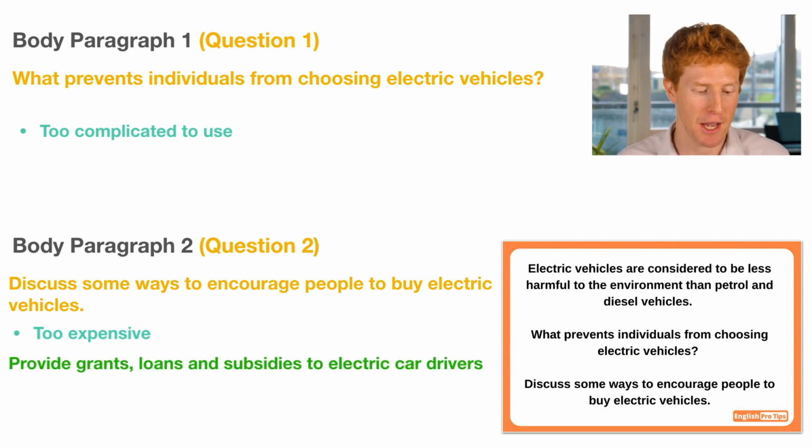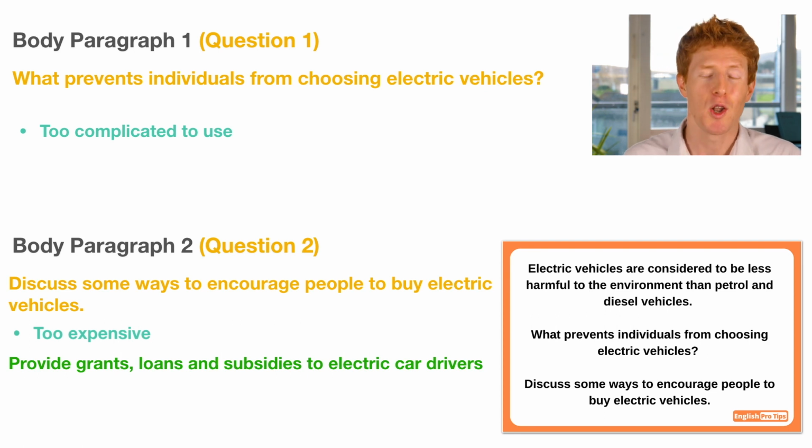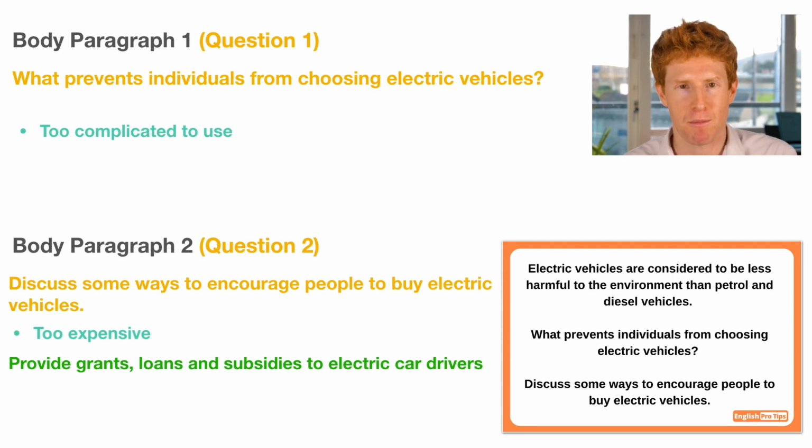Maybe the government can provide grants, loans, and subsidies to electric car drivers. So a grant is when the government gives you money. You typically don't have to pay it back. A loan is when the government gives you money or an organization gives you money, but you do need to pay it back. And subsidies is when the government or a different organization will give money to the producer of something so that they can keep the costs down. So this solution directly resolves the problem with electric cars being too expensive.